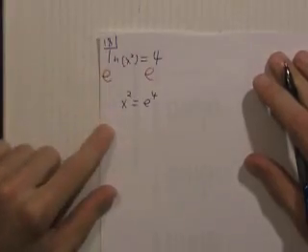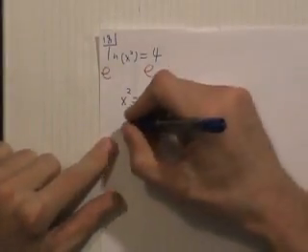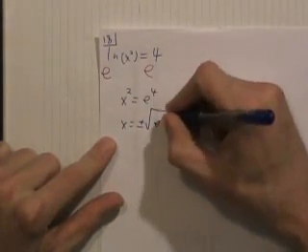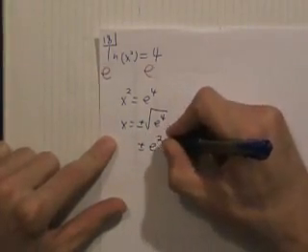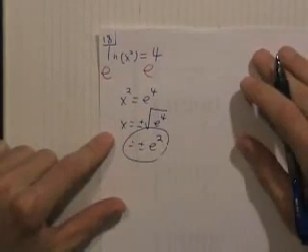Right, because they're inverses, so they undo each other. And then finally, undo the square, take the square root of both sides. So that would be x equals plus minus the square root of e to the 4th, which would be plus minus e squared. And that's it. Plus minus e squared is what you get.